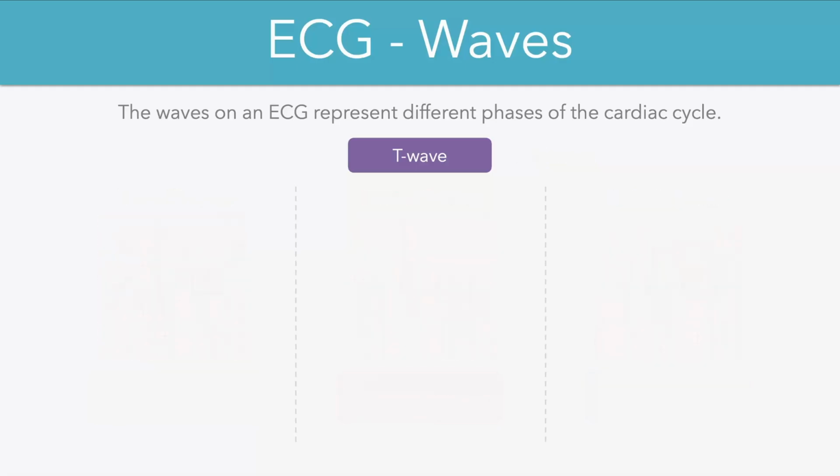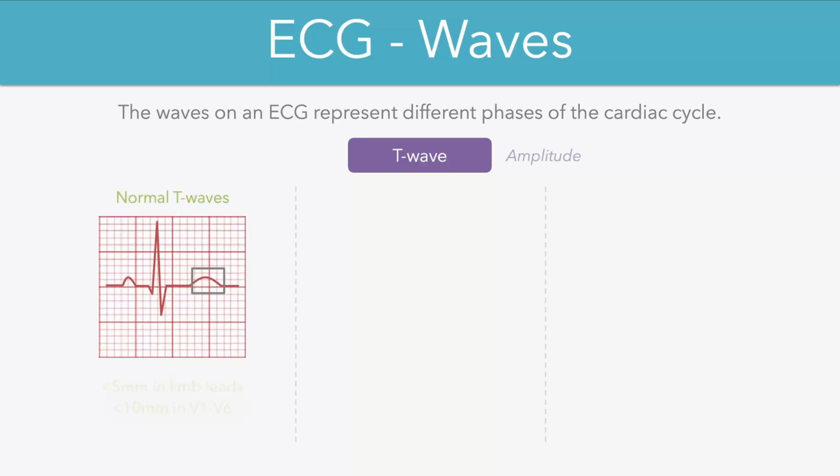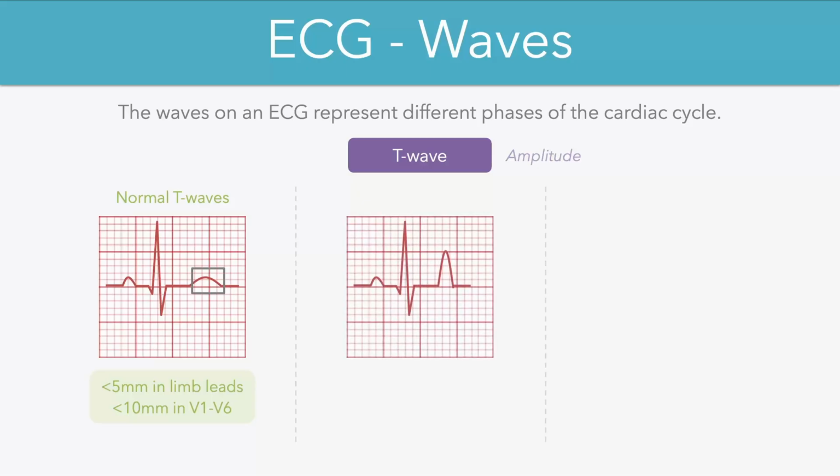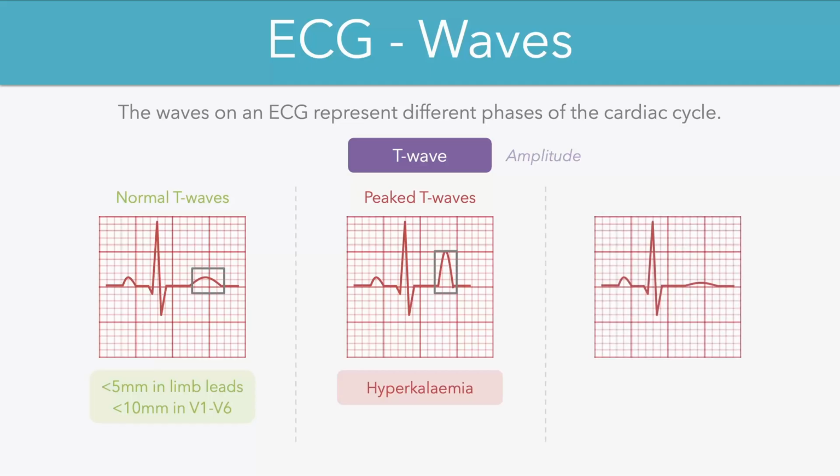After assessing the shape, we can move on to assessing the amplitude. And in normal T waves, the amplitude should be less than 5 millimeters in the limb leads and less than 10 millimeters in leads V1 to V6. In some occasions, we can get what's known as peaked T waves, where the amplitude is much higher than normal. This can be caused by various pathologies, but the main one to know about is hyperkalemia or high potassium. In the opposite way, we may have some situations where the T waves appear to be more flattened compared to normal, and this can reflect electrolyte abnormalities such as hypokalemia.